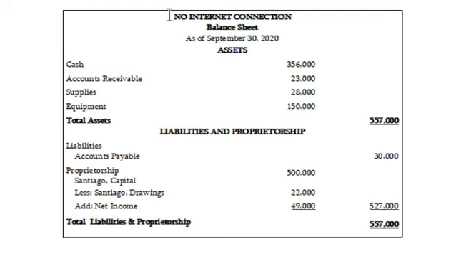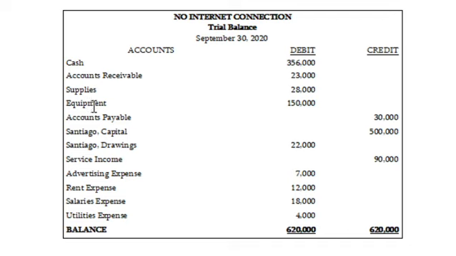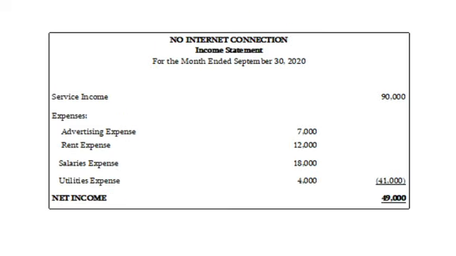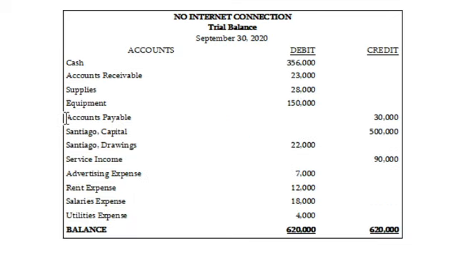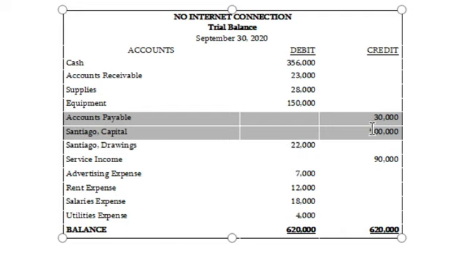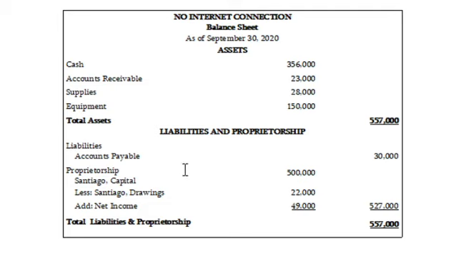So, now, ang una nating ilalagay is yung ating assets. We have the cash, accounts receivable, supplies, and equipment. So, yun yung ating asset accounts. So, total natin, we have our total assets here, 557,000. And for our liabilities, we have the accounts payable. Ito yung accounts payable natin of 30,000. So, yan, liabilities, 30,000. And meron tayong beginning capital of 500,000.